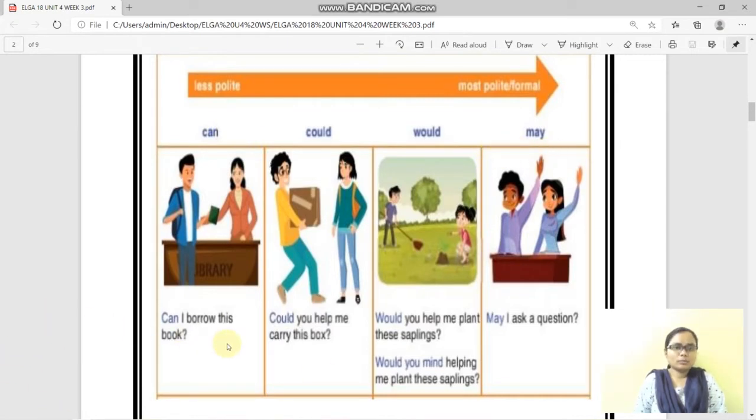Can I borrow this book? Less polite. Could you help me carry this book? Could. Would you help me plant these saplings? Would. Would you mind helping me plant these saplings? May I ask a question?